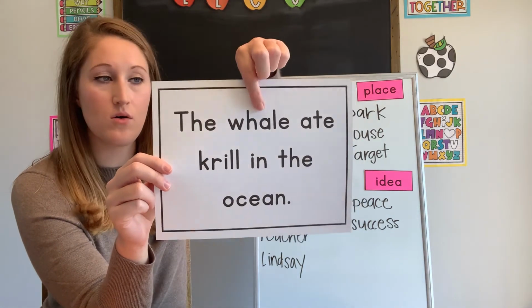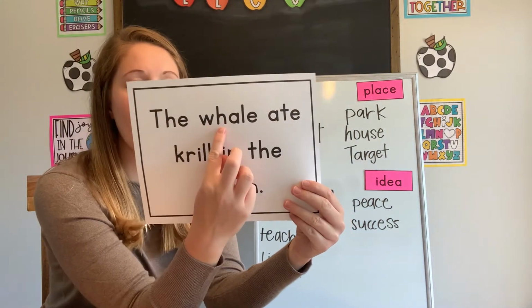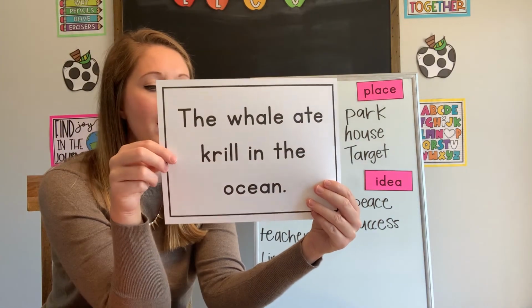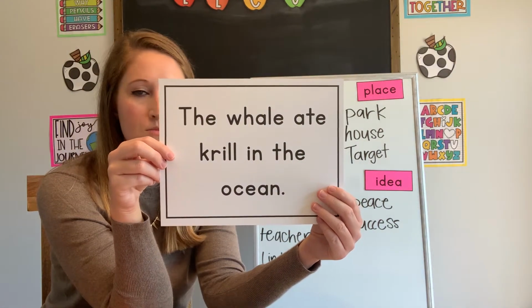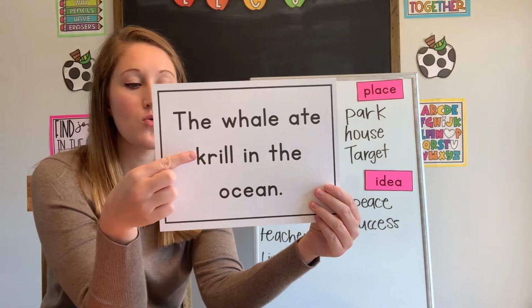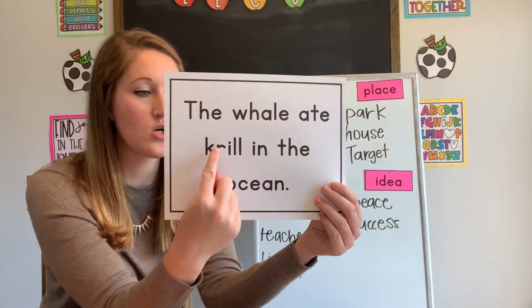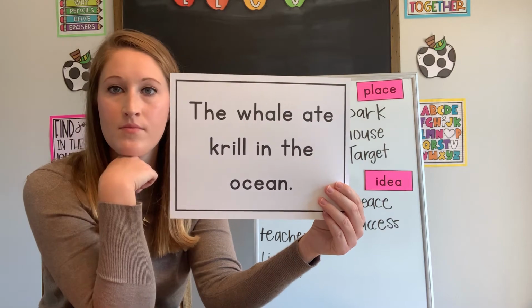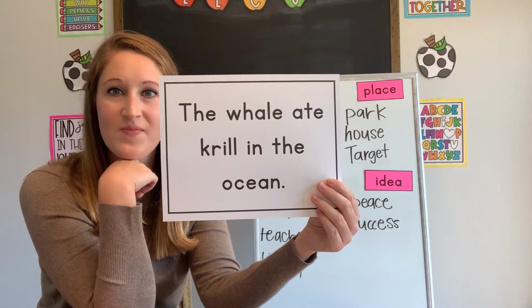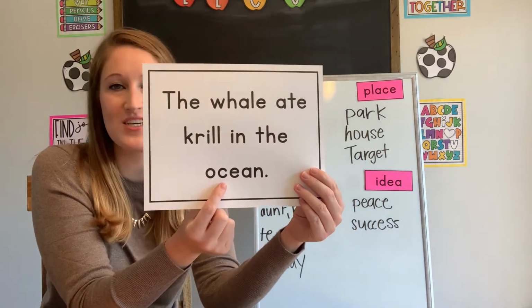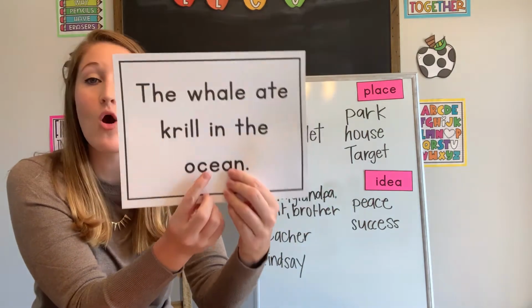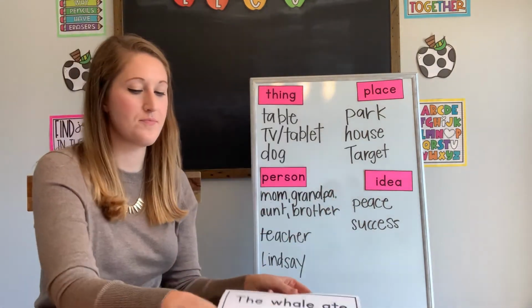Good, we see whale, right? Our sentence is about the whale. Okay, so we have whale. Good, krill, right? He ate the krill. Awesome, and ocean, right? He ate those krill in the ocean, a place. Very good.